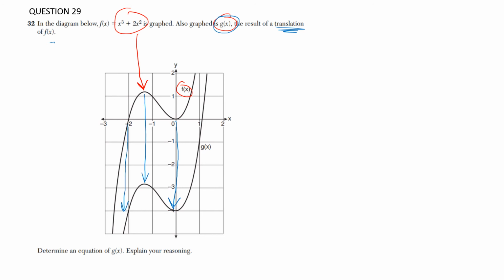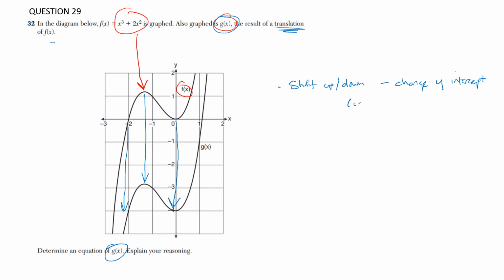And it's asking us, what is the equation of g of x? And we can explain our reasoning. So you can explain that from observation, you see that it's simply shifted down. And when you shift something down, you simply change the y-intercept. So when you shift up or down, you change the y-intercept.